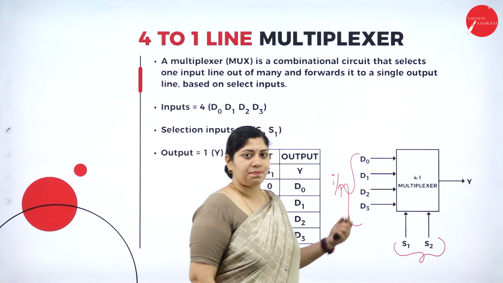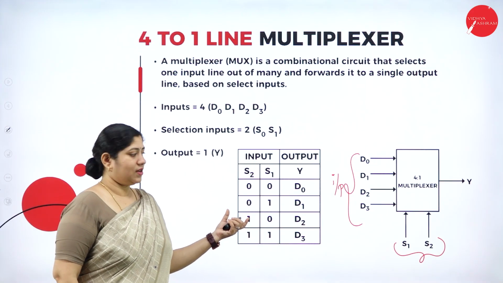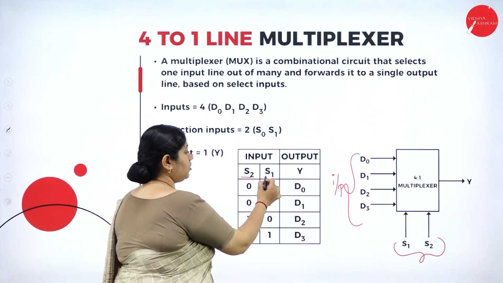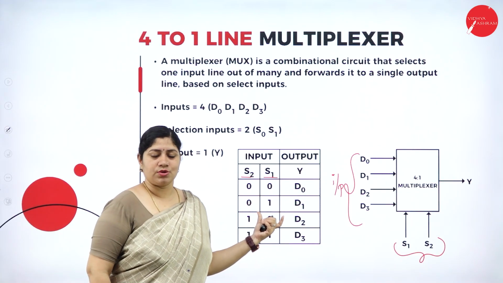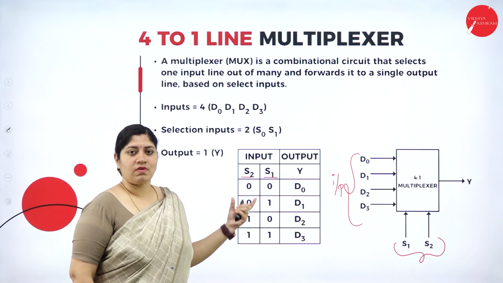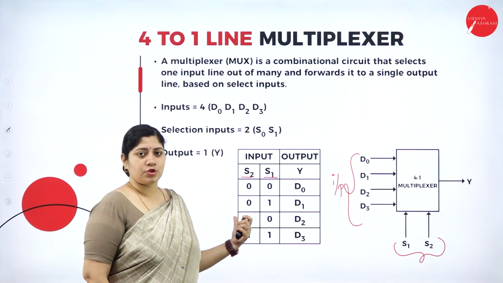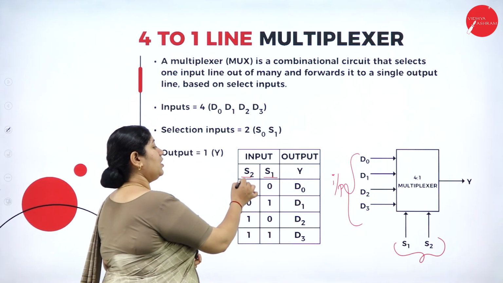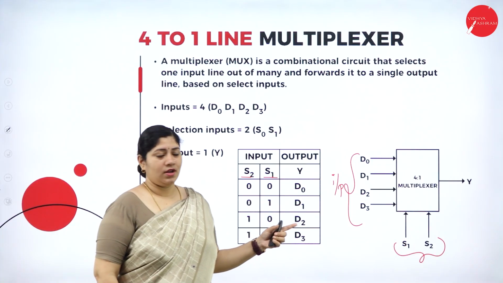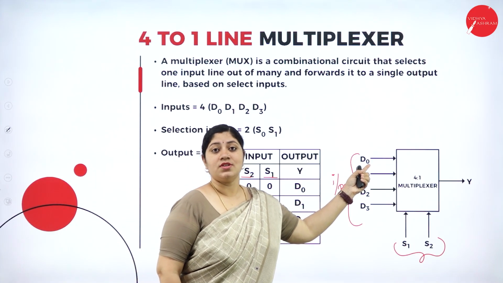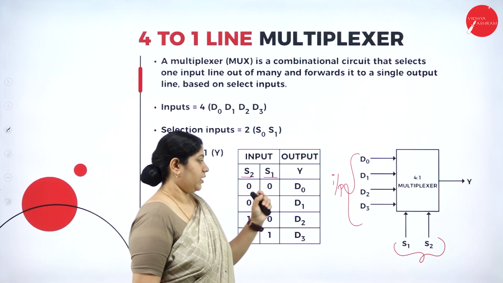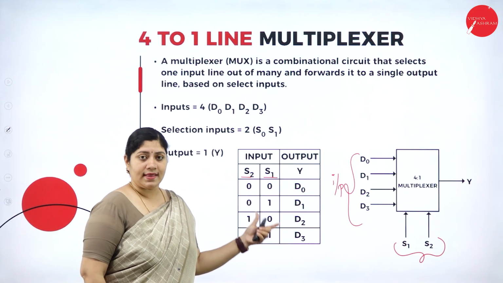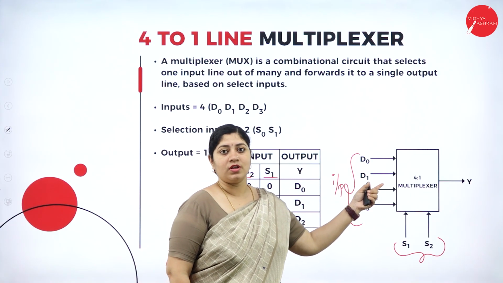Let's see how it is dependent. In order to check that, let's have a look at the table. As we can see, we are dealing with 2 select lines, S1 and S2. As we are having 2 select lines, we will be dealing with 4 different combinations: 0 0, 0 1, 1 0, 1 1. With respect to output, when both the select lines are 0, which input line goes? The 0th input line, D0, goes high. Then if I have S1 as 1 and S2 as 0, at that time my D1 bit will be enabled.